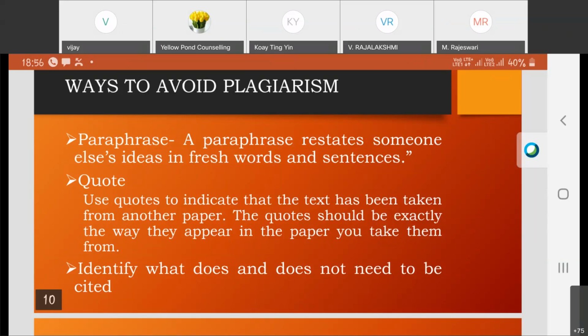The second thing is quotation. We have to use quotation marks to indicate that the text has been taken from another paper. The quote should appear exactly the way it appears in the paper we take it from. Here, we can give double quotation marks along with the original author's name. That will help reduce or avoid plagiarism. The next thing is that we have to identify what does and what does not need to be cited.